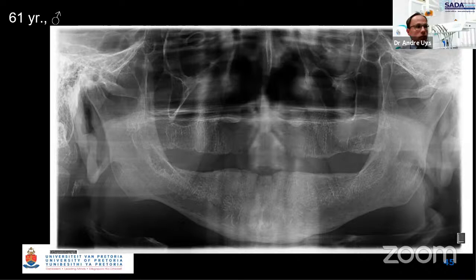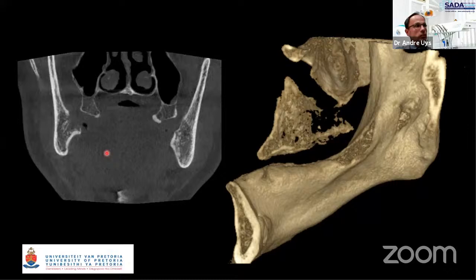And here you can see the CBCT. You can see that there's a loss of that cortical bone, as well as destruction of the bone. You can see that it's infiltrating in that area. And that's just a 3D representation showing that erosion on that superior surface in that area. This was a squamous cell carcinoma that was just infiltrating into that area.